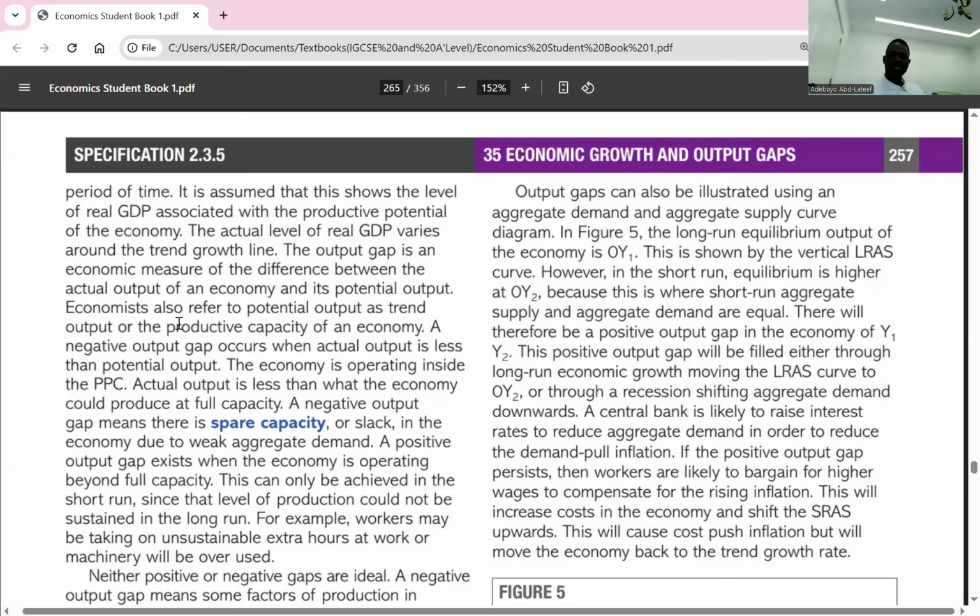So when there's a negative output gap, it means that there's a spare capacity or a slack within the economy. Do you understand? Yes. Most of the time we have a negative output gap or a slack in the economy because there's weak aggregate demand. Do you get it? Any question about that? No. Good.